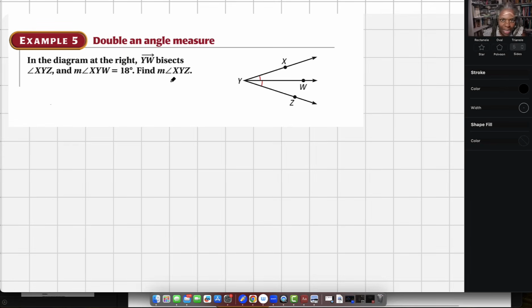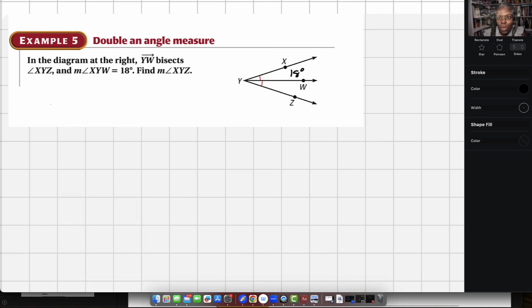In our final example, example 5, we're looking at a situation where this angle here is bisected by ray YW. And since it bisects that, that means that these two angles are congruent. Notice they have the same marking, a single red arch and a single red arch. We are supposed to find, if we know that XYW is equal to 18 degrees, this larger angle, XYZ. Well, remember we just said that these two were congruent?